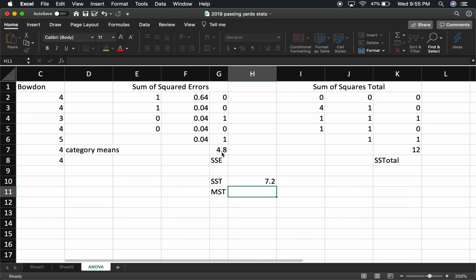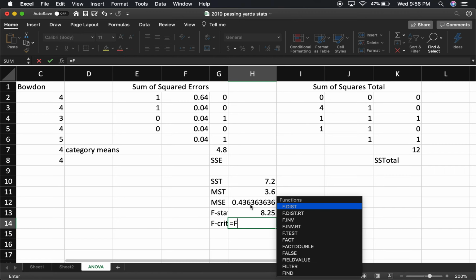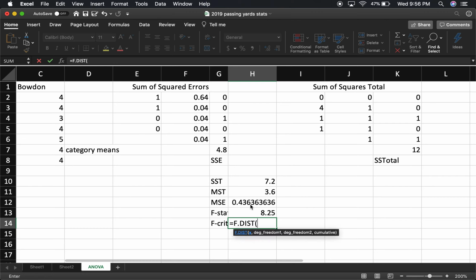Mean squared treatment. Take the sum of squared treatment, divide by categories minus 1. Mean squared error. Take the sum of squared errors divided by n observations minus 3 categories. The F-stat. Take the mean squared treatment, divide by the mean squared error. I can even look up an F critical value. I would go to F.DIST.